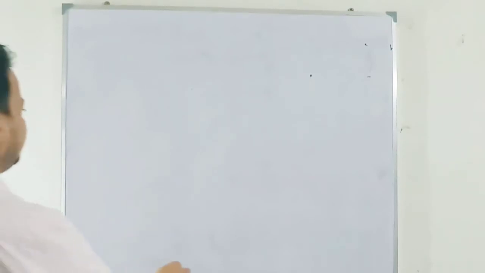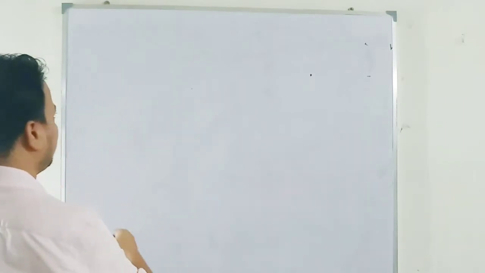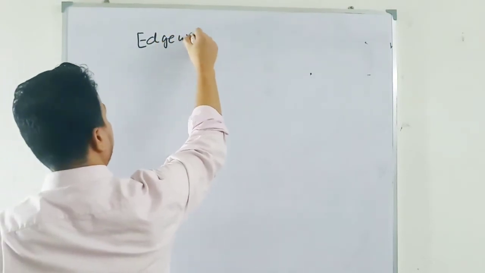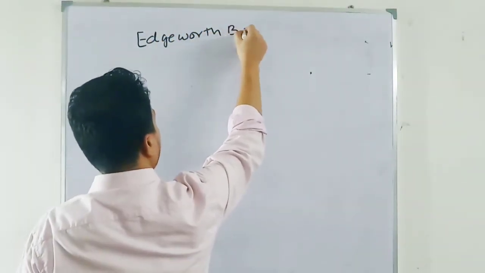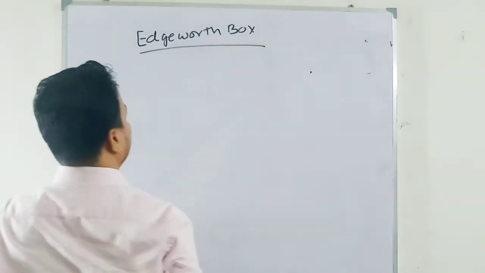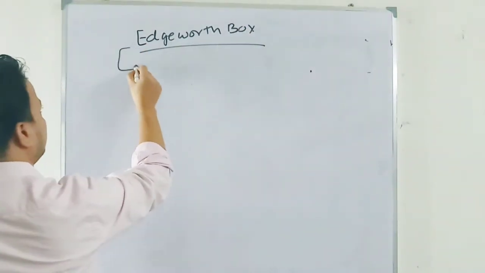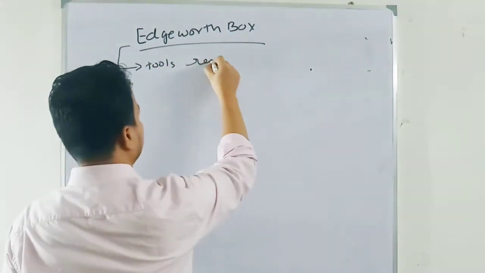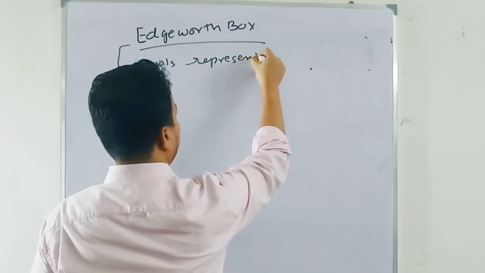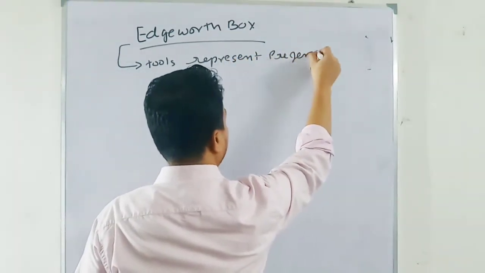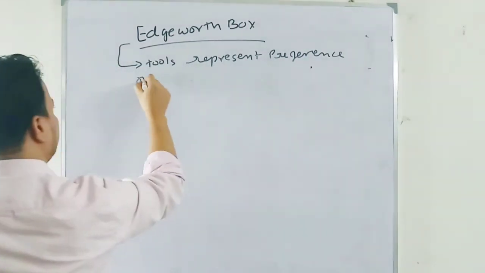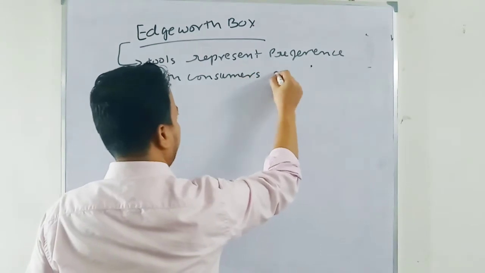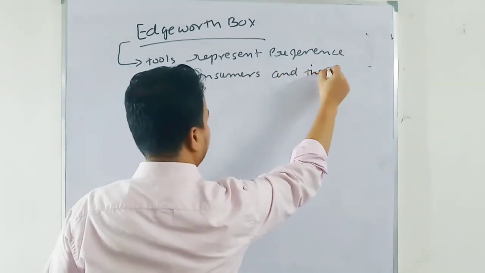So basically we have drawn the Edgeworth box for consumer A and B. The Edgeworth box is a tool I discussed already, that represents the preferences of both consumers and their endowment bundle.